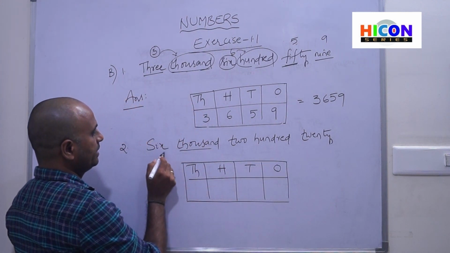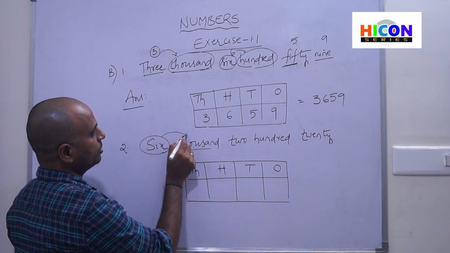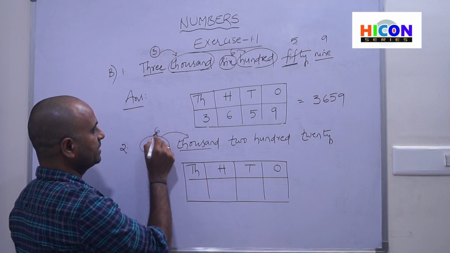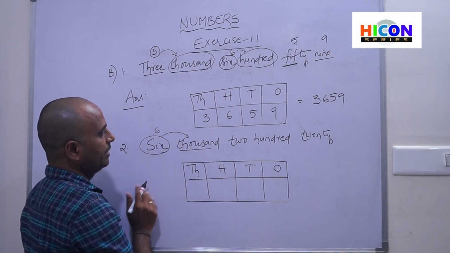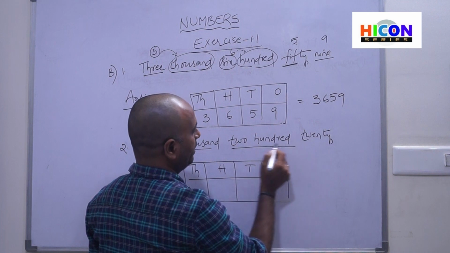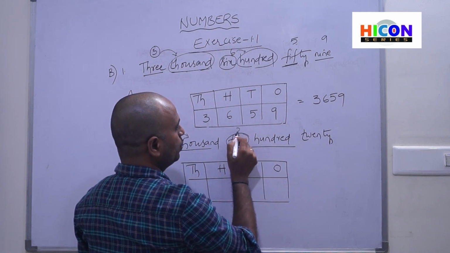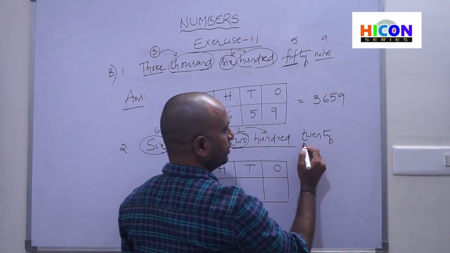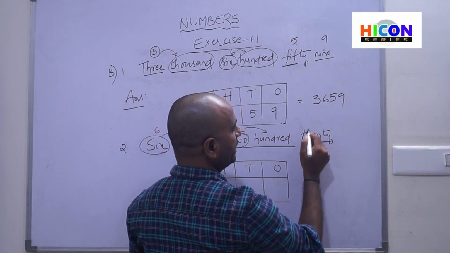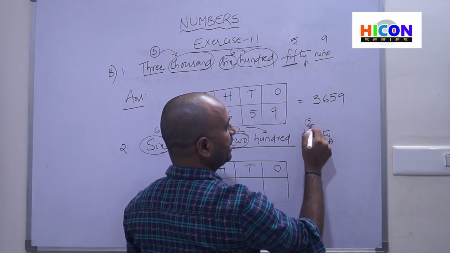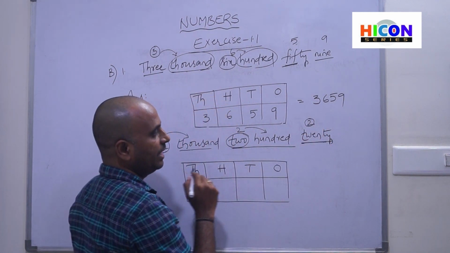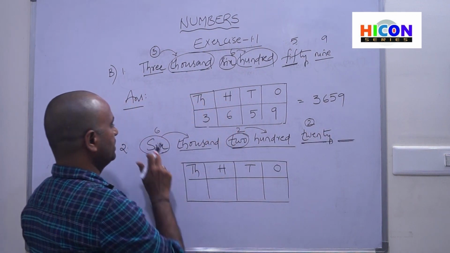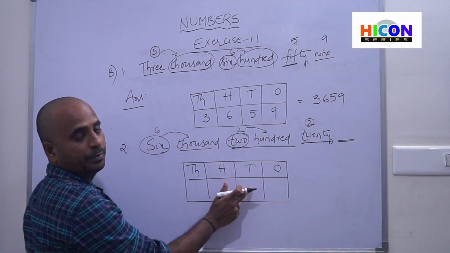Here 6 is present in thousands place. 6000 means 6 is present in thousands place. Next, 200 means 2 is present in hundreds place. Next, 20 means 2 is present in tens place. And there is no ones place. Now insert these digits under the places.